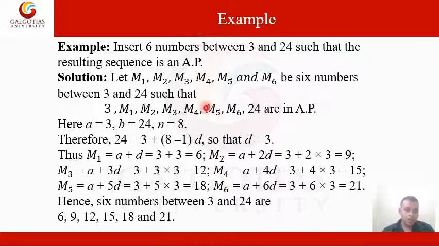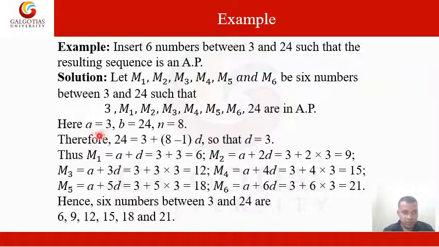Let's have some examples here. Insert 6 numbers between 3 and 24 such that the resultant sequence is in AP. If I want to insert 6 numbers, let's say m1, m2, m3, m4, m5 and m6, I want to insert these 6 numbers. So how can I insert them? Between 3 and 24 I am inserting m1, m2, m3, m4, m5 and m6 in AP.